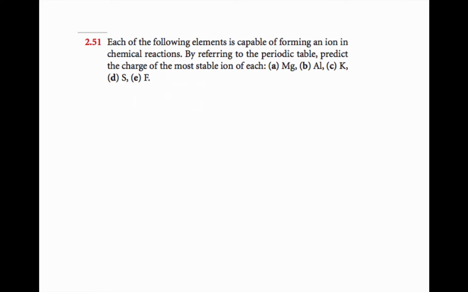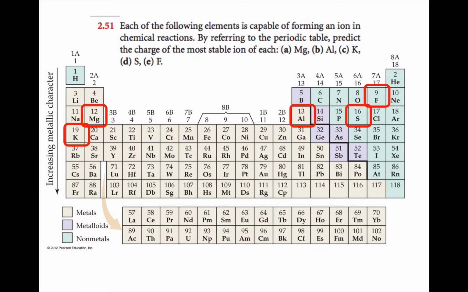Each of the following elements is capable of forming an ion in chemical reactions. By referring to the periodic table, predict the charge of the most stable ion in each. All right, so how many electrons you lose or gain is going to be based on the group you're in on the periodic table.